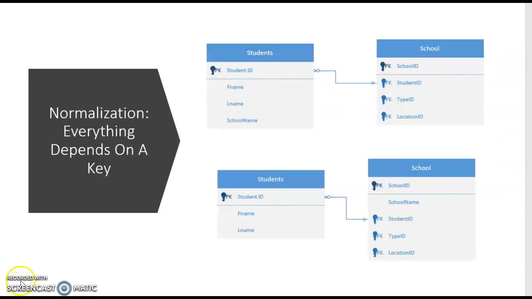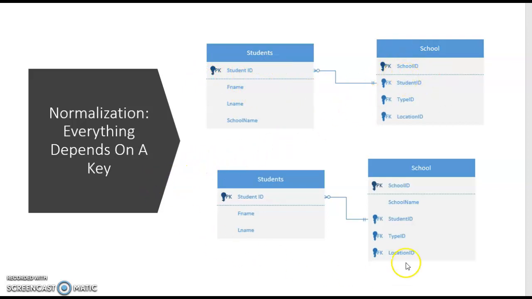The final attribute of normalization is everything depends on a key. The top ones are violations. As we can see, we have two tables, school and students. School has student ID, type ID, and location ID tables. But for this, we're just going to use the student ID table. So in the students table, we have student ID, first name, last name, and school name. But what does school name have to do with the student? It doesn't. That is data that is not depending on this key. So it would need to be moved into a different table or just inside the school main one.